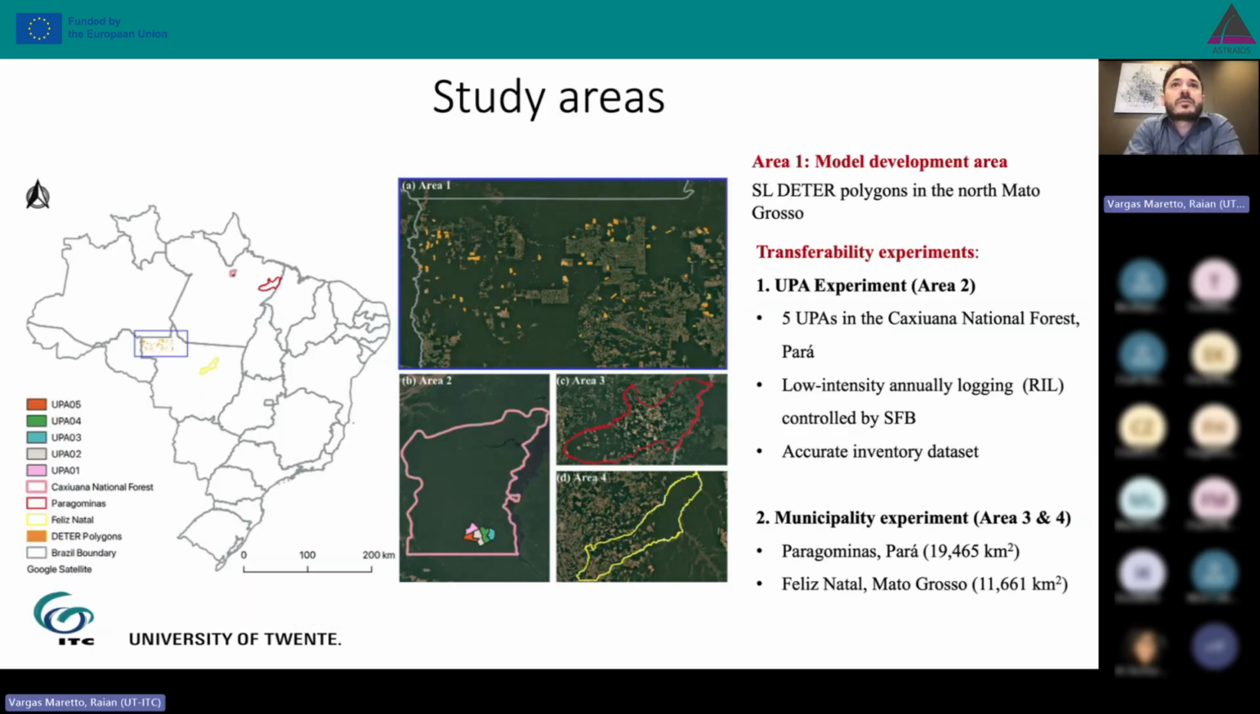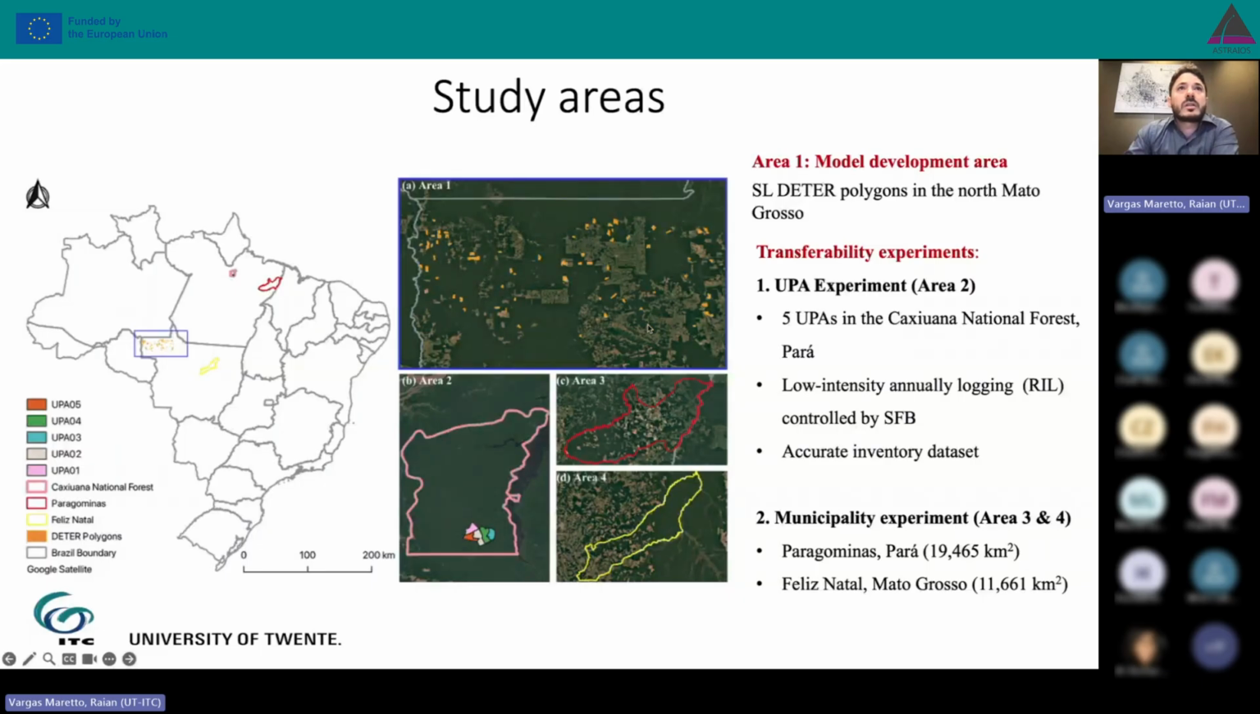So these were the first experiments that Xiniao did. In this paper, she first developed the algorithm for this whole area here, a big area in the north of Mato Grosso, by getting the TER polygons, identifying the pixels of selective logging inside, and generating temporal series of that.